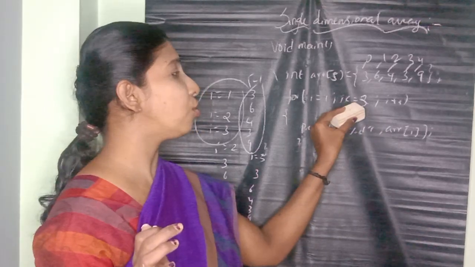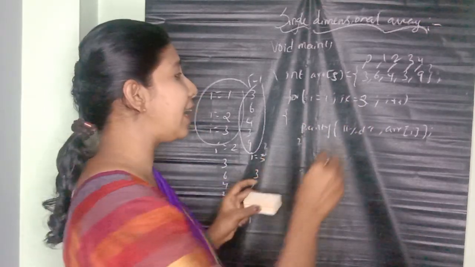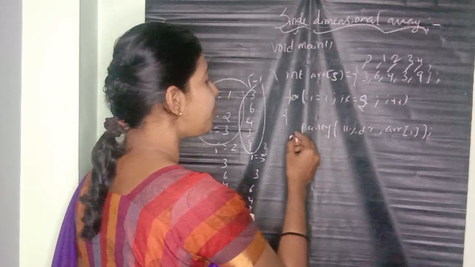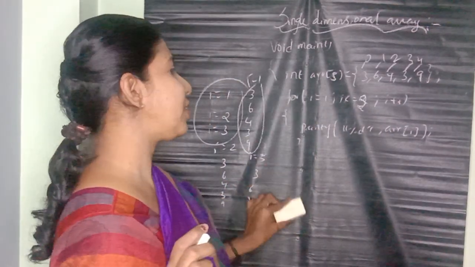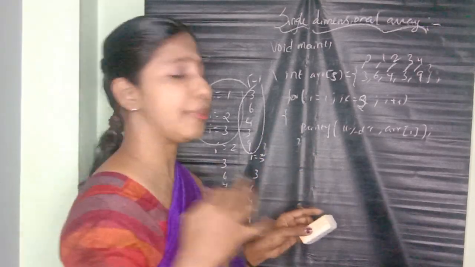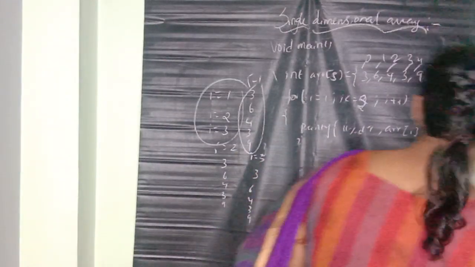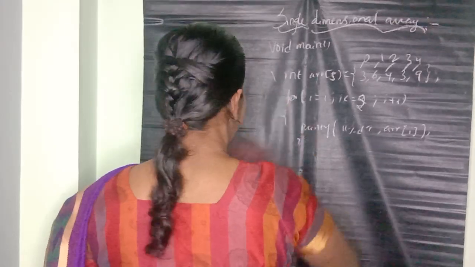If you give a condition, it will be printed according to the condition. If you give I is equal to 2, what happens? It is printed 2 times only. According to the condition it will be printed. Make a note of it.